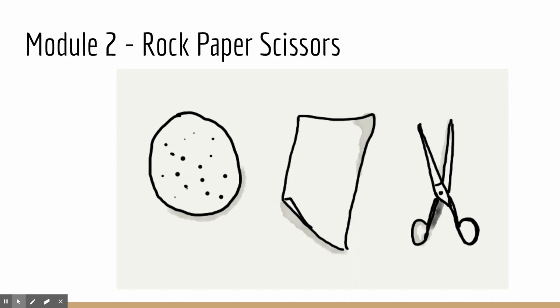Hello and welcome to module 2 of the course. In this module, we are going to build rock, paper, scissors on Ethereum. The idea of this module is to give you hands-on experience with implementing privacy-focused smart contracts on Ethereum.